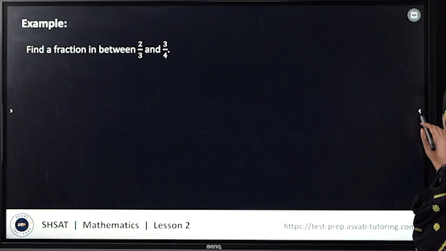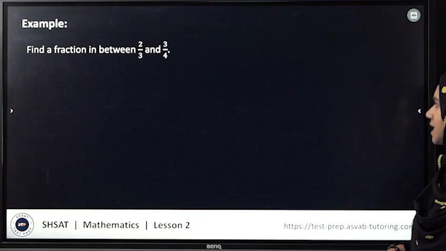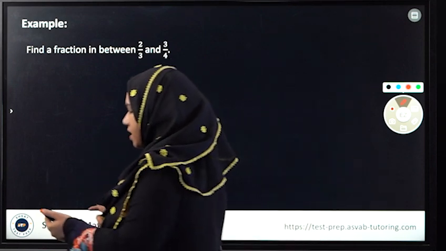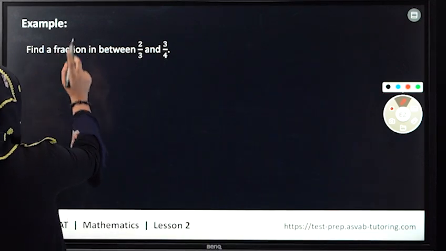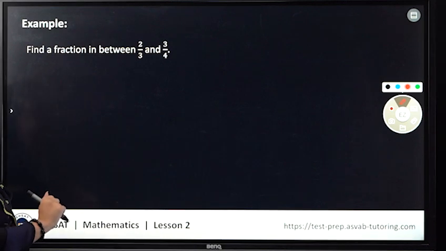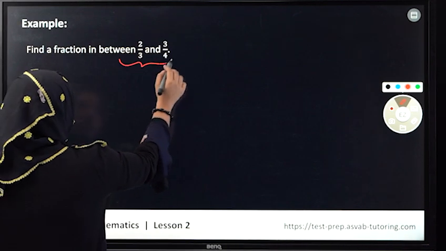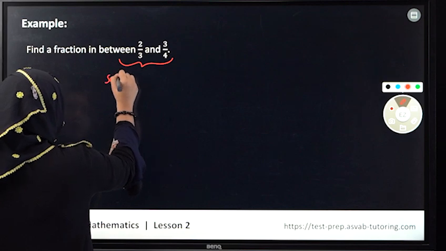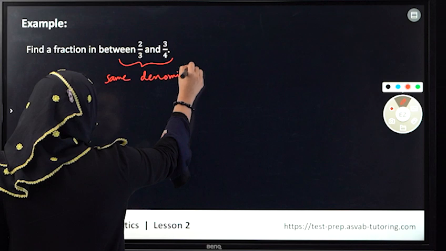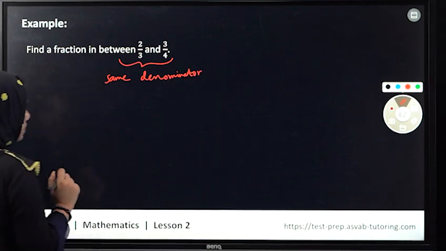Find a fraction between 2 over 3 and 3 over 4. So this time we don't have an integer, we have a fraction to think about. So first of all, we need to make both 2 over 3 and 3 over 4 into equivalent fractions. By that, what we need is to have the same denominator, okay?